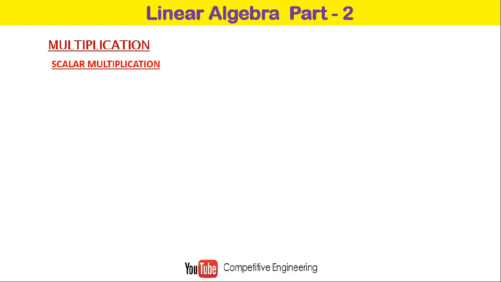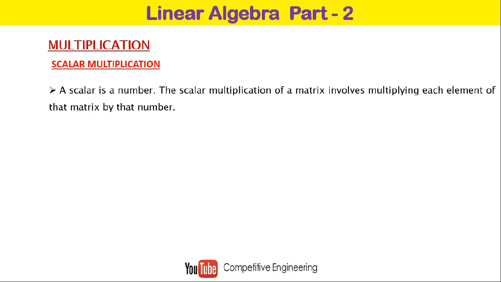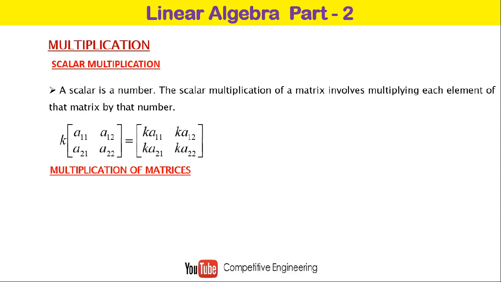First we will discuss scalar multiplication, then we will discuss matrix multiplication. Scalar multiplication is nothing but multiplying a matrix with a scalar number. A scalar is a number. Scalar multiplication of a matrix involves multiplying each element of the matrix by that number, which means that if we have a matrix and we have a number, every element in the matrix has to be multiplied with that number. So K is a scalar, and A11, A12, A21, A22 is a 2 by 2 square matrix. After multiplying we will get KA11, KA12, KA21, KA22, which means each element in the matrix is multiplied with the number.